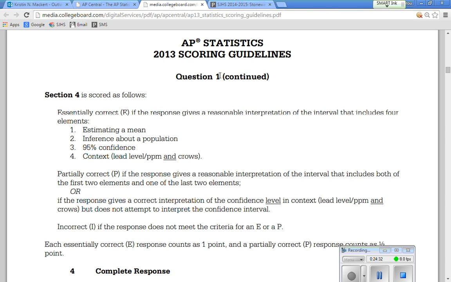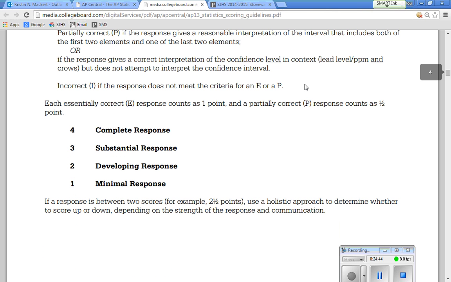Okay. All right. So how does the question itself get scored as a numerical value? So we've broken it down into E's, P's, and I's, and then we can go ahead and look here. In this particular question, each E counts as 1 point, and each P counts as half a point. All questions 1 through 5 get a score of 1, 2, 3, or 4. Or 0, you could have a 0. If you get a 0.5, it does round up to a 1. Lucky you.